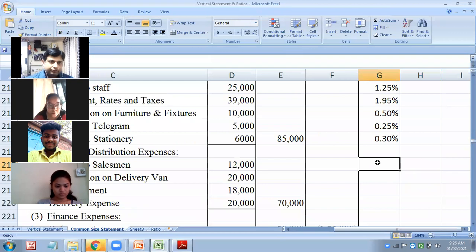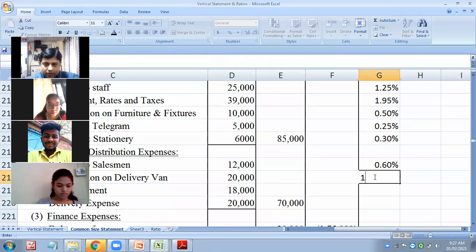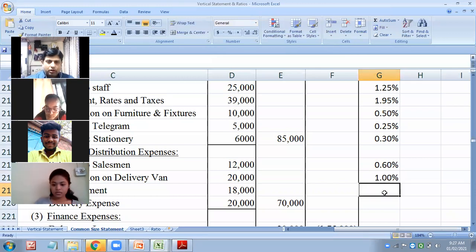12,000 divided by 20 lakhs into 100. 0.6%. 20,000. 10%. 1%. 18,000. Again 1%.